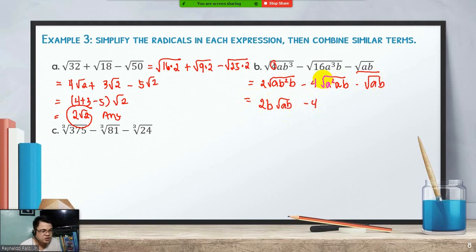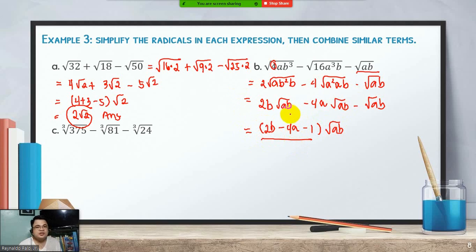Then let's extract the root of a squared. It will become a. Square root of ab minus square root of ab. So as you can see, there are already similar radicals, therefore we can combine, or rather we can subtract the coefficients. Now we are going to have 2b minus 4a minus 1 square root of ab. And as you can see, these are not similar terms, so therefore we cannot actually subtract them. This is already your final answer.